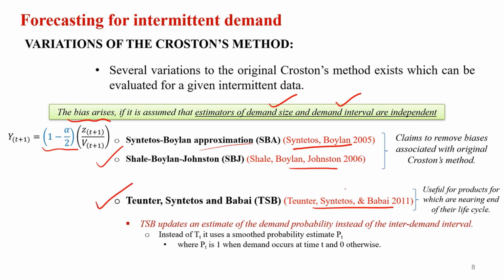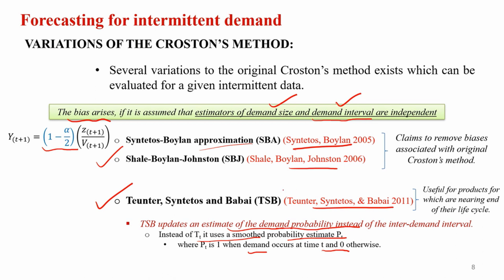Similarly, these authors also gave us an estimator or additional adjustment factor. They say that instead of taking the inter-demand time interval, we should take the probability of the demand, that is, estimate the demand probability. Instead of taking the time interval, we take the probability p_t, which means whenever there is a demand, the probability is 1, and when there is no demand, the probability is 0. Using this approach, they predicted the intermittent demand.